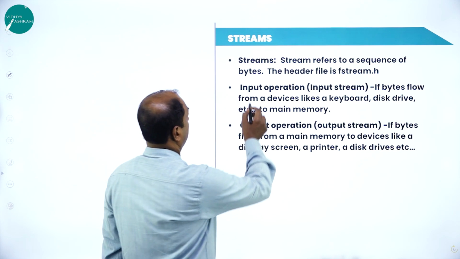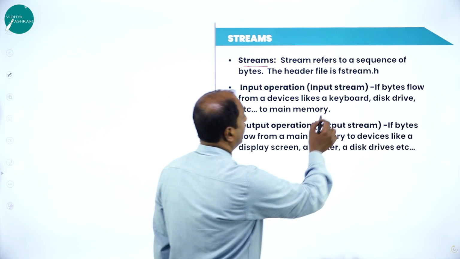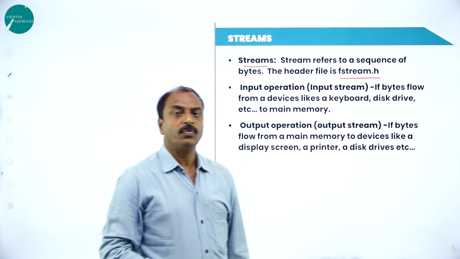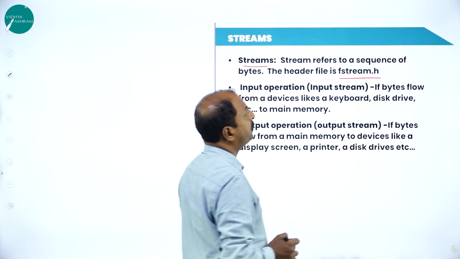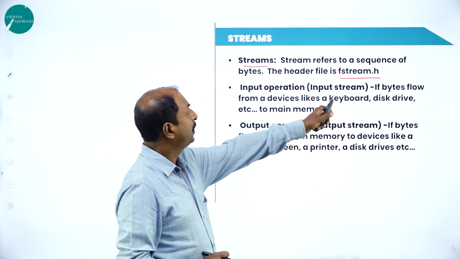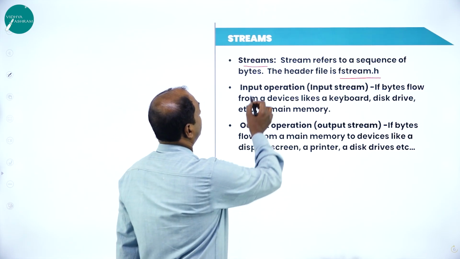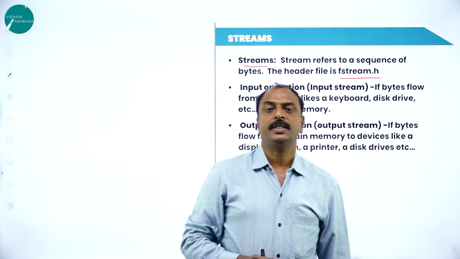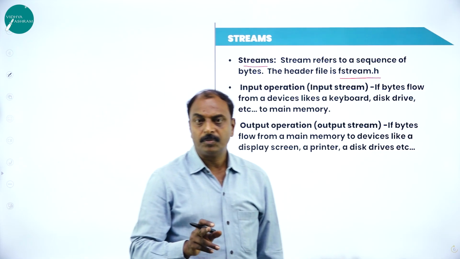Now let us move on to the next slide. Streams. What are streams? Streams refer to a sequence of bytes and the header file is fstream.h. Now, you know what are header files. So, whenever you are going to work with file handling or data file handling, we have to make use of the header file fstream.h. So, we have to include fstream.h in our program. This is the header file to work with data files. And under this, what is a stream? Stream is nothing but a sequence of bytes or characters. Here, how does the data flow from input devices to memory and memory to output devices?